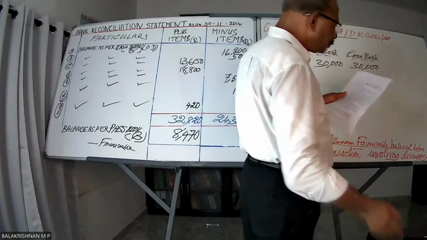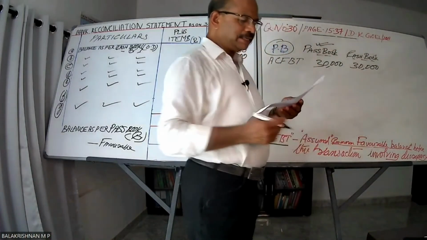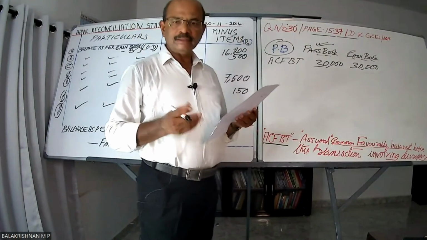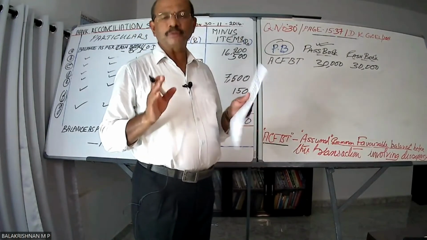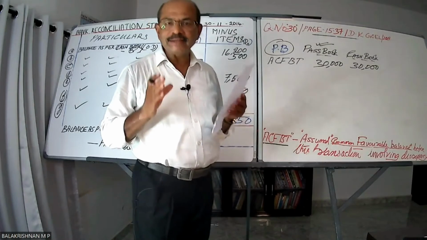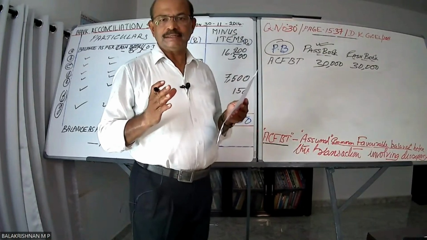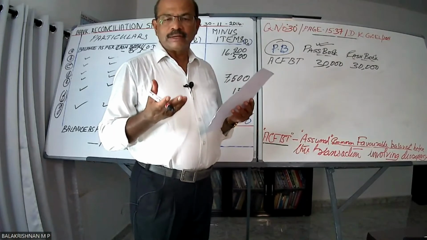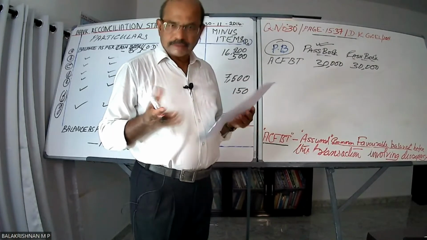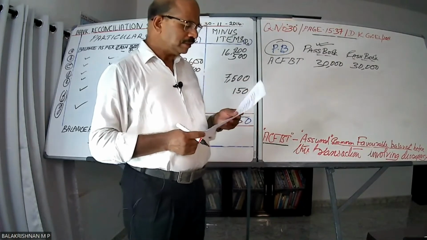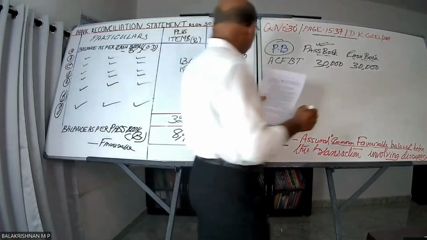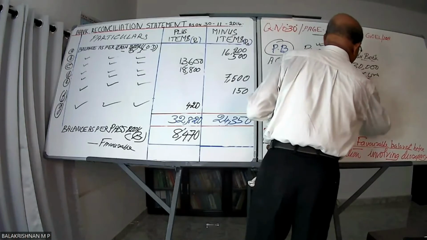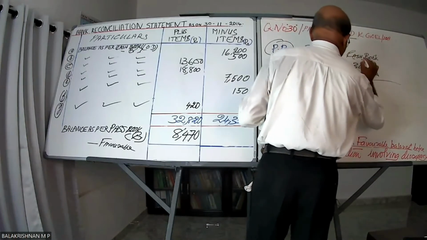Checks amounting to rupees 18,800 drawn and entered in the cash book had not been presented. Simple way: check issued, not presented. A predominant item in a bank reconciliation statement. One of the predominant: check deposited not cleared and check issued not presented. How much? 18,800. The moment you have issued, your cash book balance has come down by 18,800.